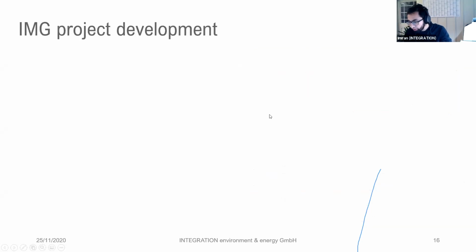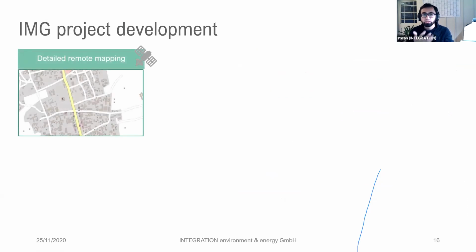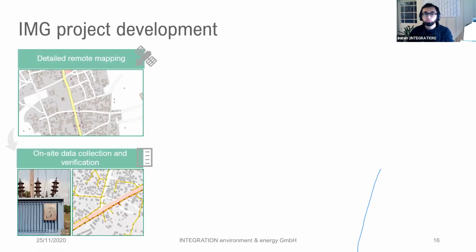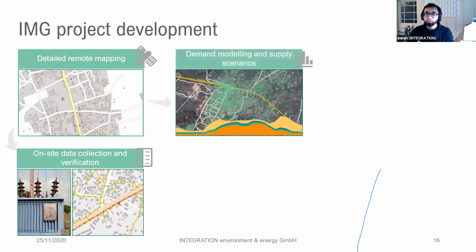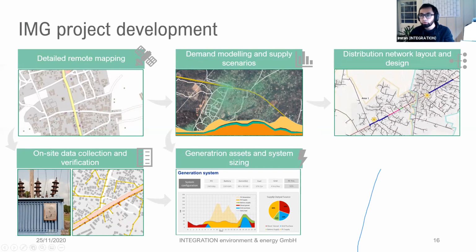Just to wrap it up a bit, a typical project development cycle would start from a mapping of the community: this is the community, these are the connections. The next step would be to go on site and collect actual data about the people, the connections, and the grid which is there. Both of these are then feeding into a demand model to find out what the demand is and what the demand profile looks like. This is then used to design the generation system, the supply strategy. At the same time, it is used to design the distribution network layout, to say what the grid needs to be able to meet this demand.